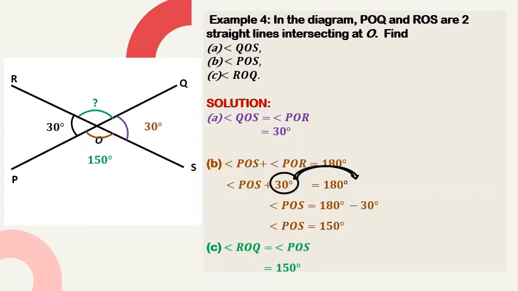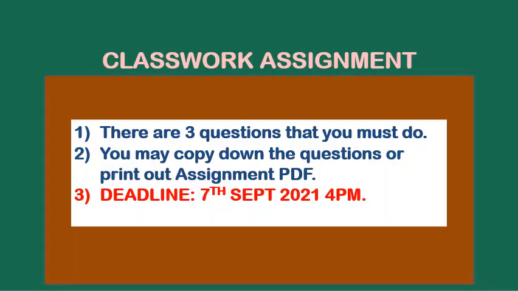Vertically opposite angles. So now, moving on to your classwork assignment, you have 3 questions that you must do. I will explain the 3 questions after this slide. And I also shared the assignment PDF in the WhatsApp group. You may copy down the questions or you can print it out. The deadline for this assignment will be 7 September 2021, which is next week, Tuesday, 4 p.m.